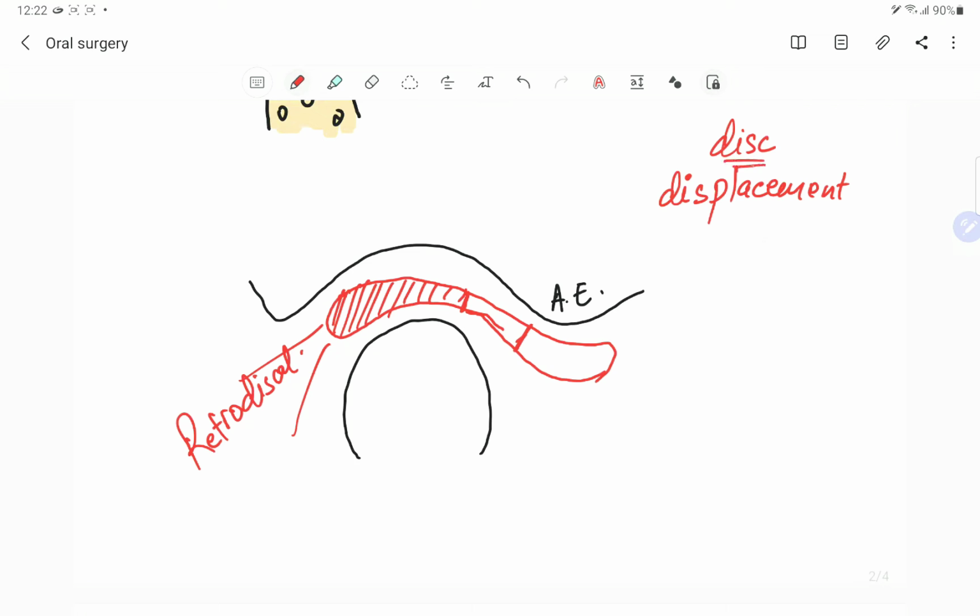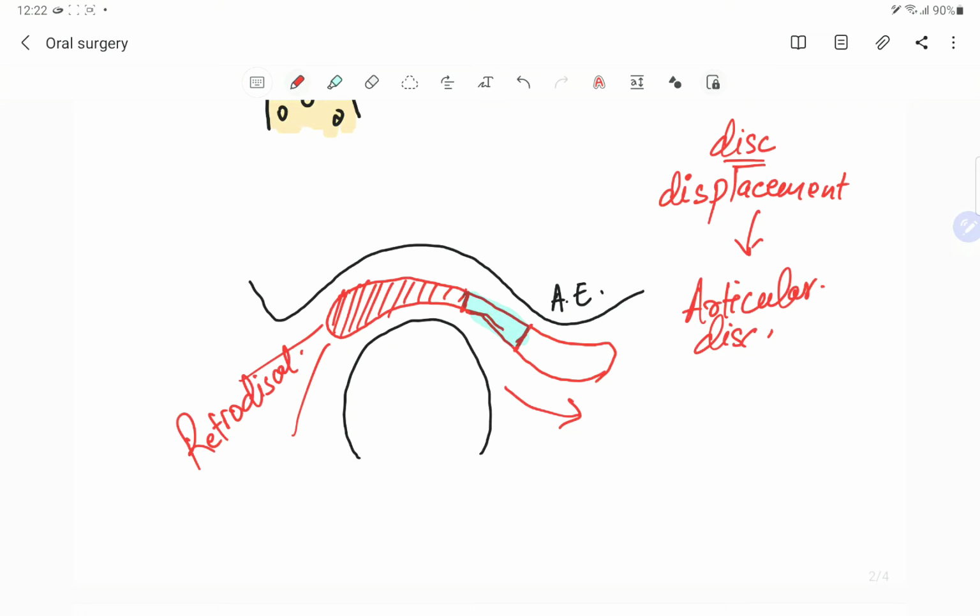So, disc displacement is nothing but the articular disc is displaced. Normally, the intermediate zone of the articular disc comes in between the condyle and the glenoid fossa at the normal mouth opening, but what happens in case of a disc displacement? Normally this displacement is in the anterior medial direction, and the most common disc displacement is in the anterior medial direction.